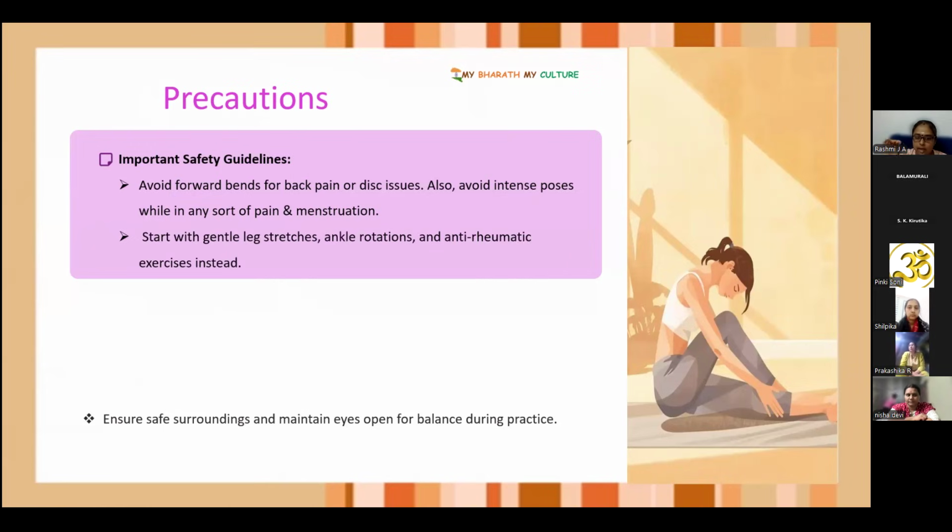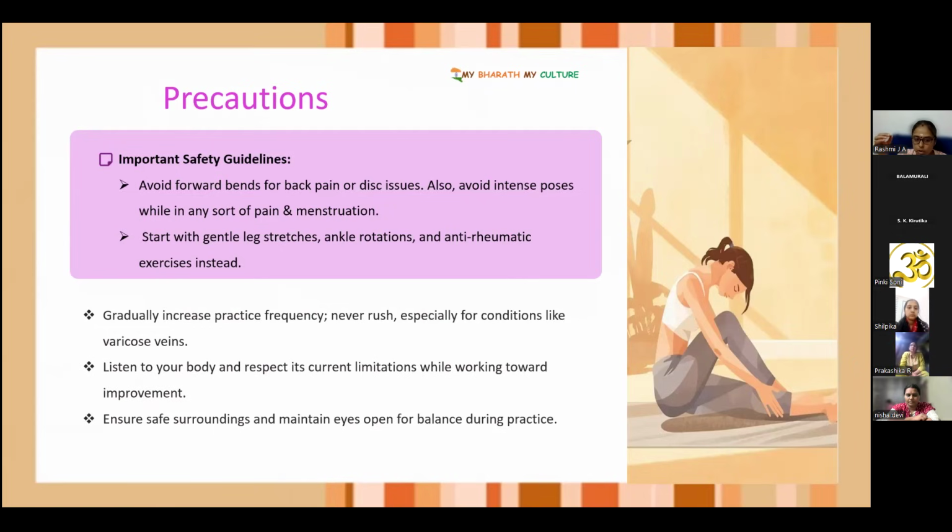Okay. Then start with gentle leg stretches, ankle rotation, anti-rheumatoid exercises. That is what I told you. Pawanmuktasana series 1 is the best one to start with. Then gradually increase the practice frequency. Never rush, especially for conditions like varicose vein. Then listen to your body, respect its current limitation, and then you will move forward.